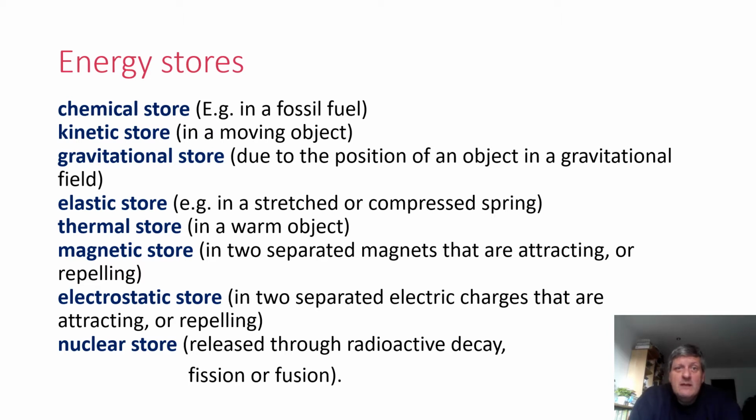In a fossil fuel, kinetic store in a moving object, gravitational store due to the position of an object in a gravitational field, elastic store in a stretched or compressed spring or rubber band, for example, thermal store in a warm object, magnetic store in 2 separated magnets that are attracting or repelling, electrostatic store in 2 separated electric charges that are attracting or repelling, and nuclear store released through radioactive decay, fusion or fission. These are the 8 energy stores.